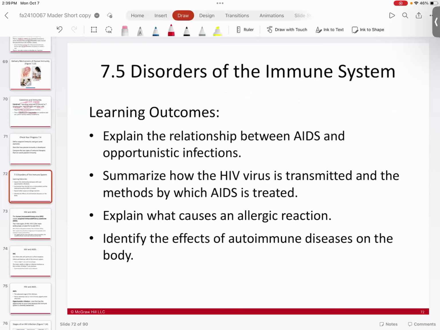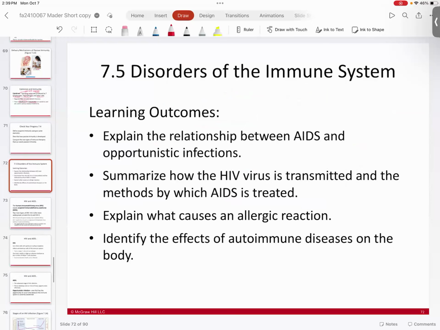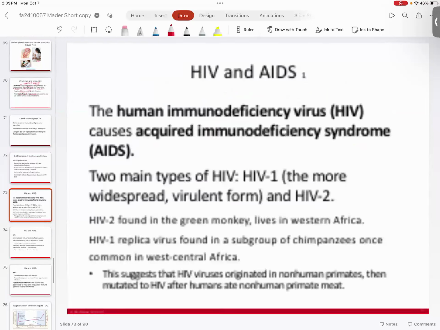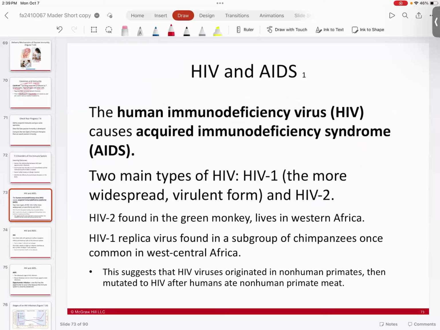Okay, so this is a good place to stop. So what we'll do is we'll begin talking about some disorders of the immune system. Of course, one of the first places we're going to start is HIV.